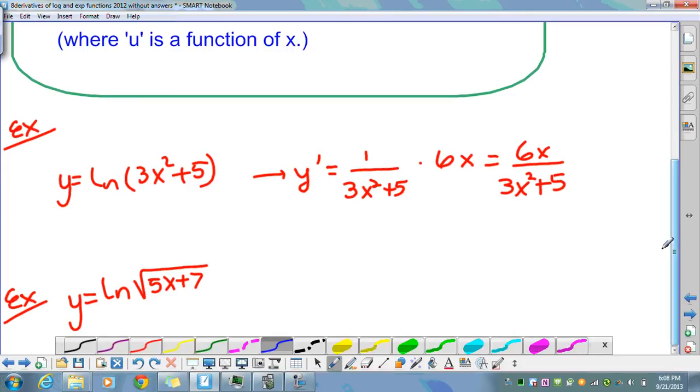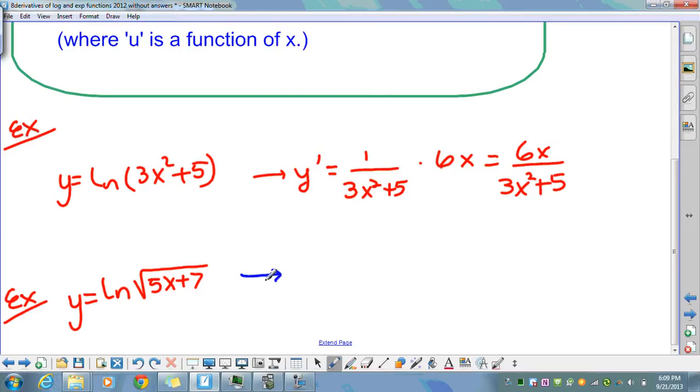Okay, how can we do the next one? Now, of course, we could apply the same rule, 1 over u times u prime, but the nice thing about the logarithmic functions is that if you can simplify it first, you're going to save yourselves a lot of time later on. Like, for instance, can we simplify this? So not y prime, but I'm going to write y one more time, but in simplified form. Square root means 1/2 power, right? And property number 3 about logs tells us you can bring that power down. So I can write the same expression as 1/2 times natural log of 5x plus 7.